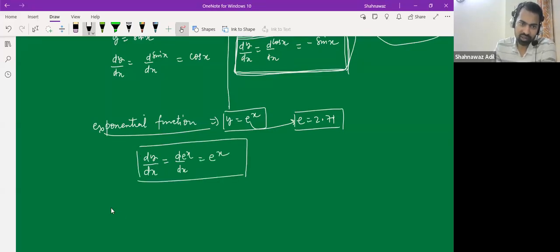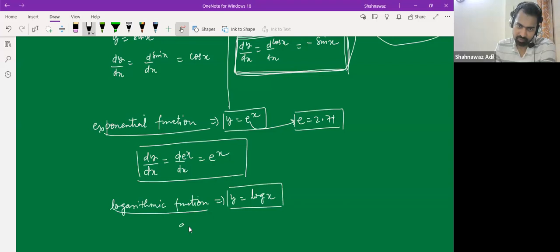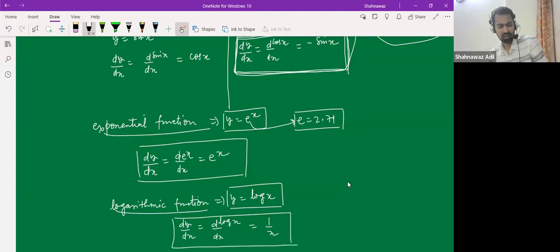And then you have the logarithmic function. Let's say y is equal to log x. The differentiation of log x, d by dx of log x, is simply 1 by x. So these are the four functions that we need to remember.